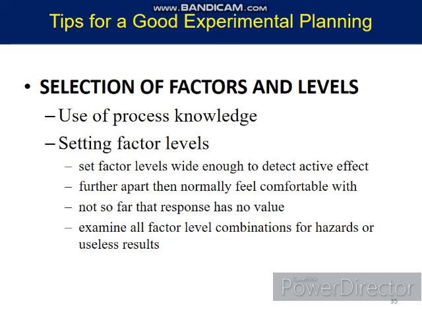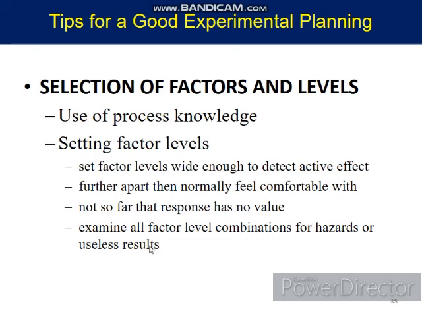For example, if I want to bake a cake and open up from 150 to, let's say, 300 degrees Celsius, it doesn't make sense, because at 300 degrees Celsius it will burn the bread. So again, process knowledge is very important. The workable levels need to be determined by the process expert, and also from literature. Examine all factor level combinations for hazards and useless results.